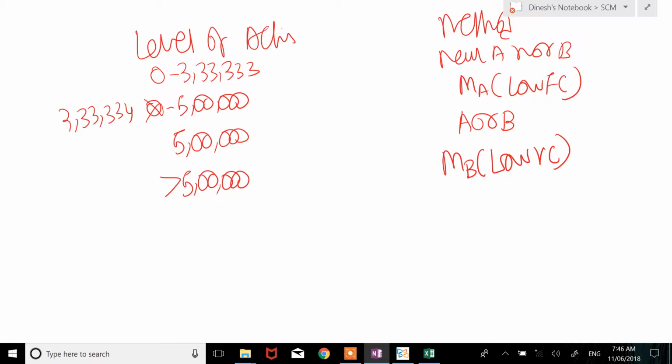Till break even, neither A nor B. 375 does not come into picture because that break even is of no use, because I've already broken even with method A. Clear? Any doubts on this? Put this table. This is the conclusion. Level of activity and method.